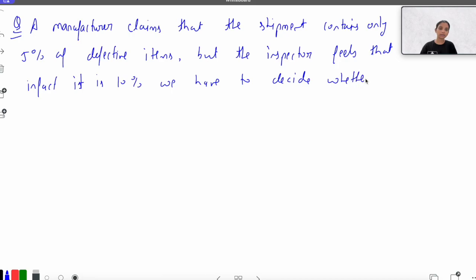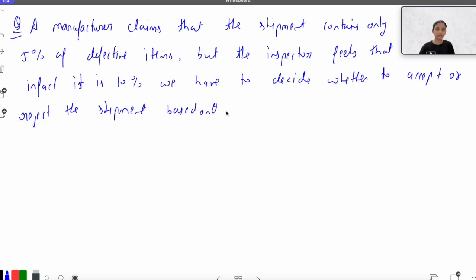whether to accept or reject the shipment based on theta, where theta is the proportion of defective parts before we see real data. So the theta is basically the prior information, prior parameter before we see data, actual data.